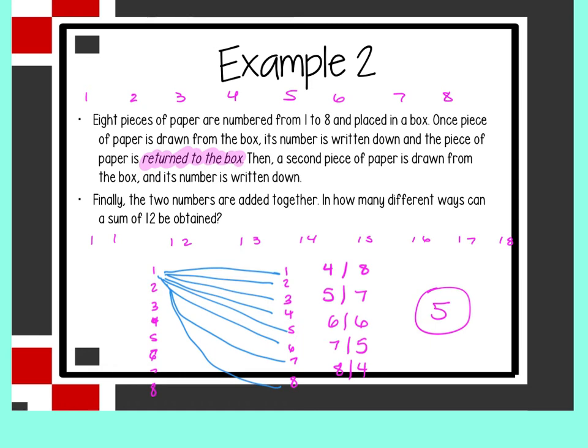Isn't 4 and 8 and 8 and 4 the same thing? Yes. So sometimes you have to work down and back up again, but this time we already have the backup. So I already have, if I picked 8 the first time and 4 the second time, I already have that. If I picked 7 the first time and 5 the second, I already have that. Okay? So sometimes you have to work both ways. I don't know if that makes sense. But this time it's taken care of. So there are 5 total ways to get the sum of 12 by pulling these pieces of paper out.